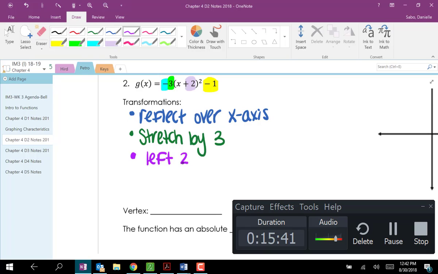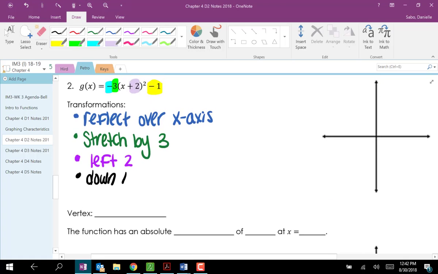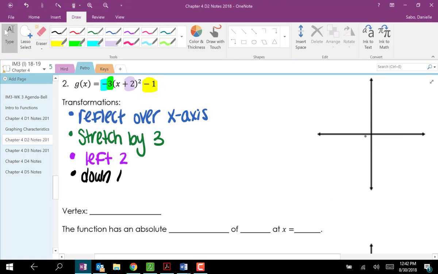All right, this yellow one. What do you think? This one's the easiest one, I think. It's all the way at the end. It's either up or down. Negative. Down, so that's negative. Very good. Down 1. So let's sketch that out. All I care about is going left 2 and down 1. And go ahead and put a point there.